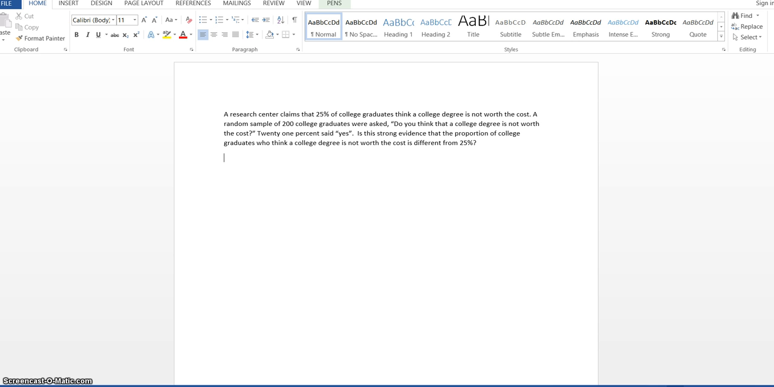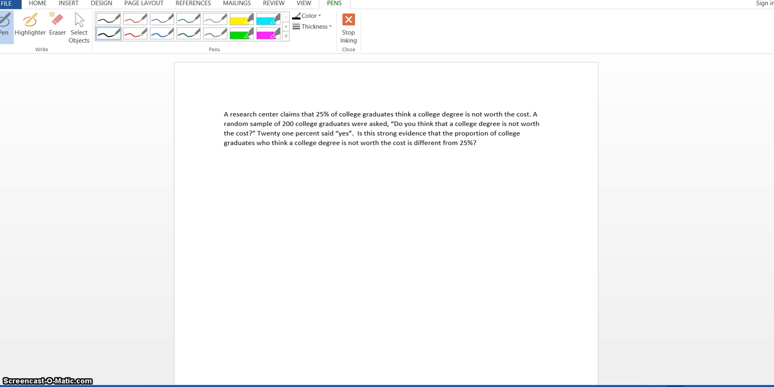Okay, so first step is to set up our hypotheses. Is there strong evidence that... Okay, so this means that our alternative hypothesis is that the proportion of college graduates who think a college degree is not worth the cost is different from 25%. That's my alternative hypothesis, HA. I can see that it's about a proportion.